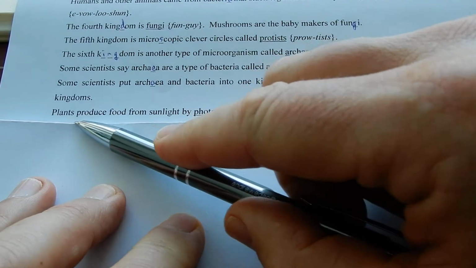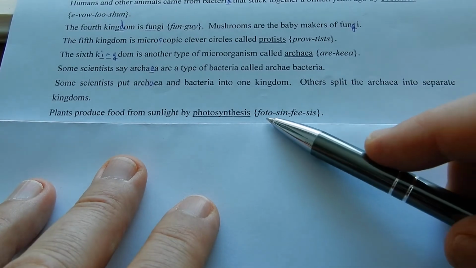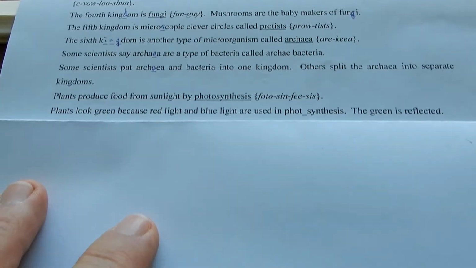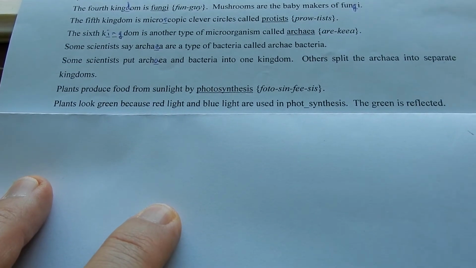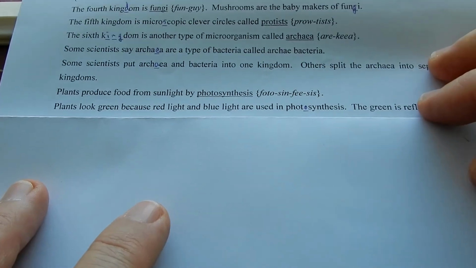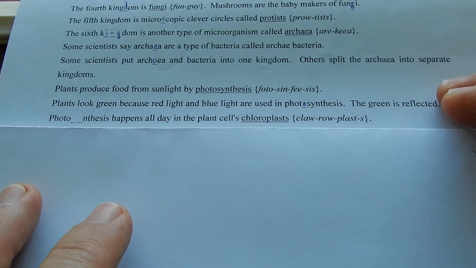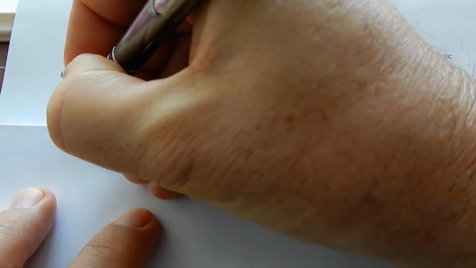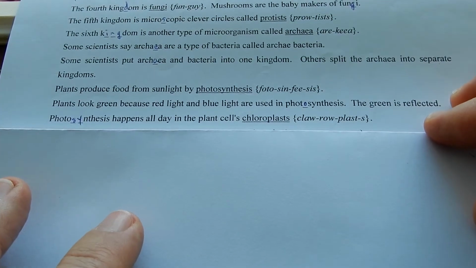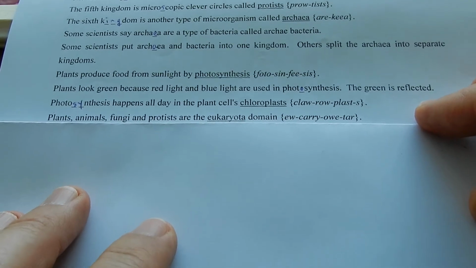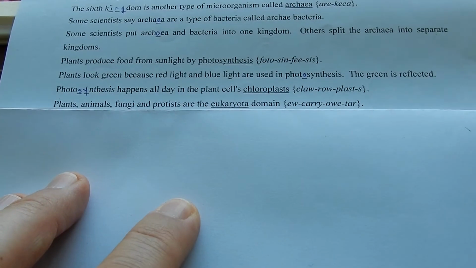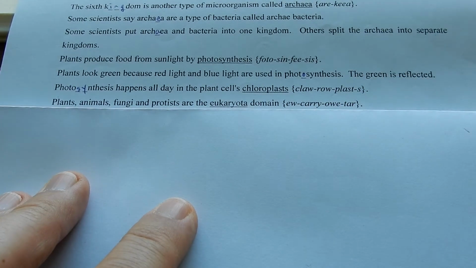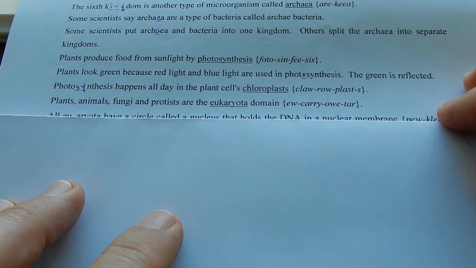Anyway, on we go. Plants produce food from sunlight by photosynthesis. Plants look green because red light and blue light are used in photosynthesis. The green is reflected and goes into your eyes. I don't need this green light, have it. Photosynthesis happens all day in the plant cells. Chloroplasts.